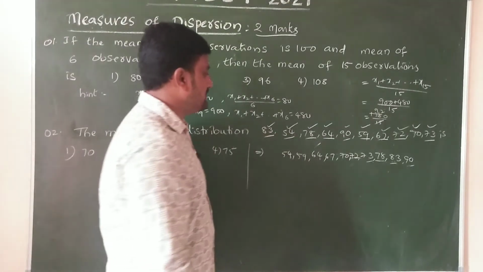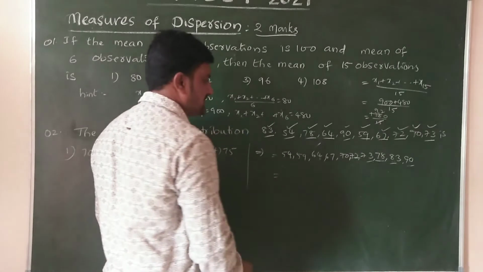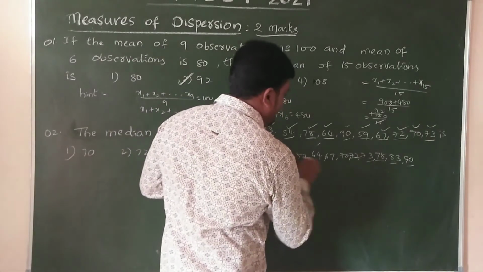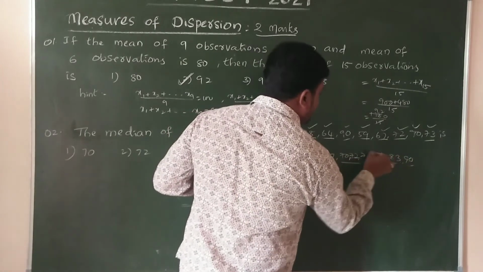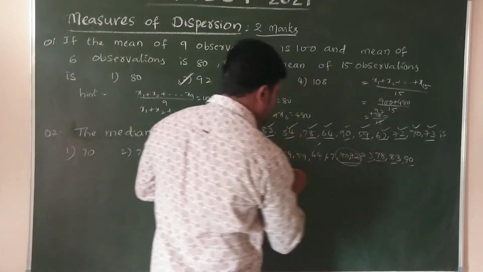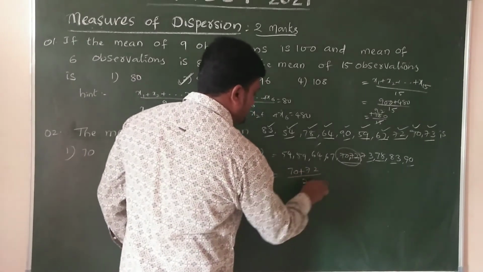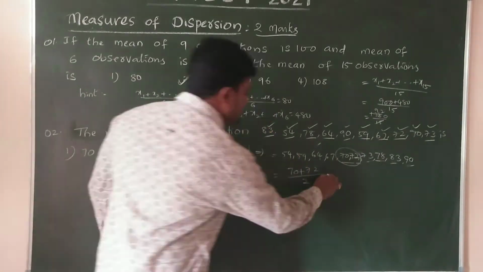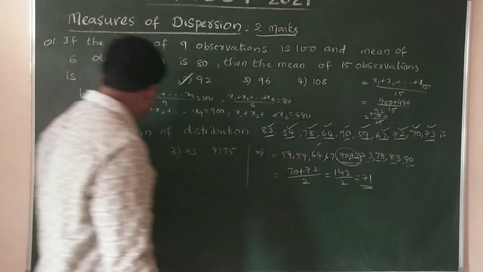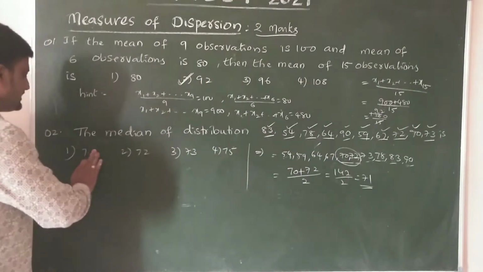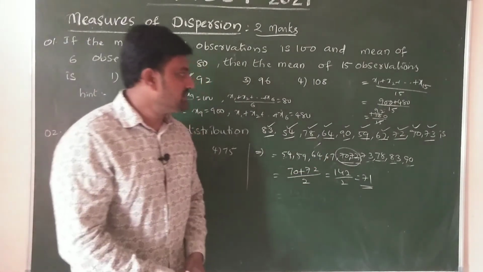Okay, now the median of this discrete series: we have 2 mid values. 1, 2, 3, 4, 1, 2, 3, 4. So these are 2 mid values. So the average of the mid values, 70 plus 72 equals 142, by 2 is 71. Okay, now the option is, actually it is 71. Sorry, the first option is our right option. Okay, 71 is the answer.